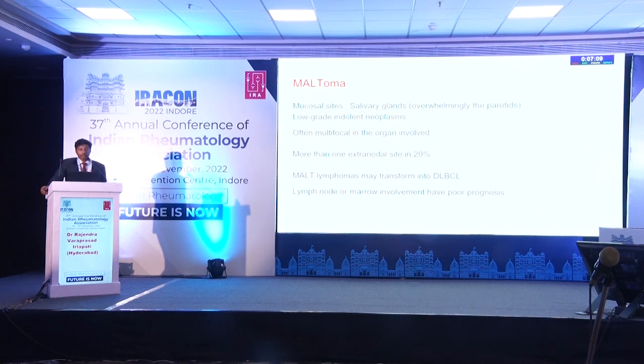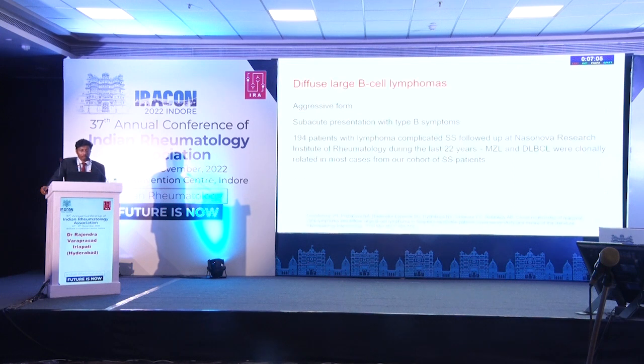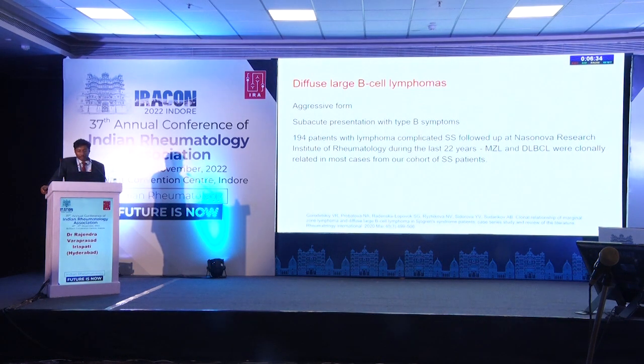And involvement of marrow, as we all know, has a poor prognosis. So the aggressive type of lymphoma which is seen in Sjogren's is a diffuse large B-cell lymphoma. It has a subacute presentation, locally infiltrative, and they can have type B symptoms. As I told in the previous slide, there is a theory that marginal zone lymphomas are clonally related to the diffuse large B-cell lymphoma, but there is some case report where the clonality is different in the same patient. So it is not always true that the marginal zone lymphoma definitely transforms into diffuse large B-cell.